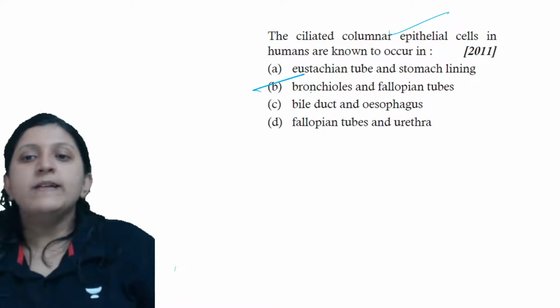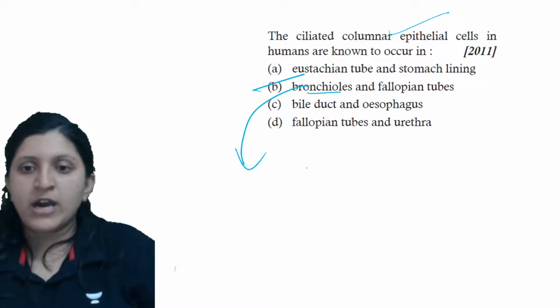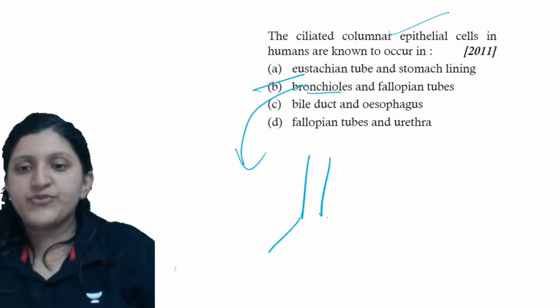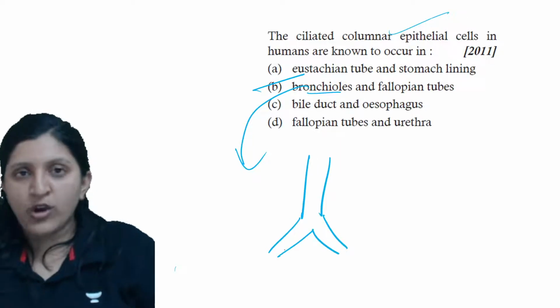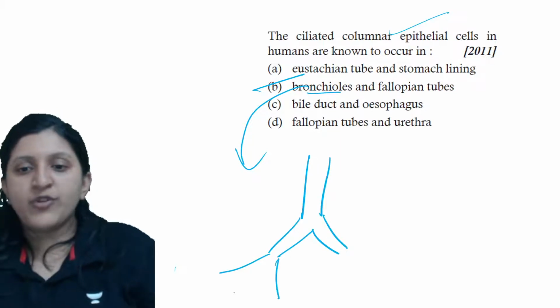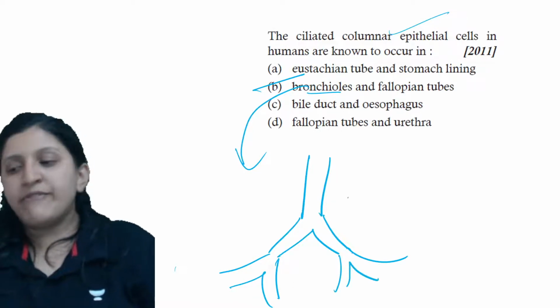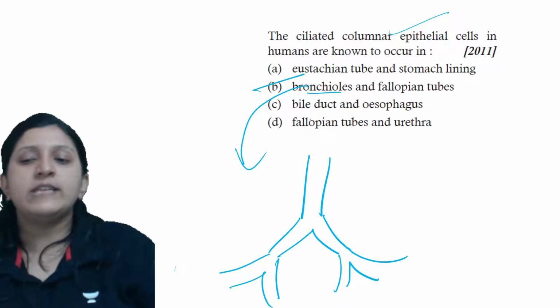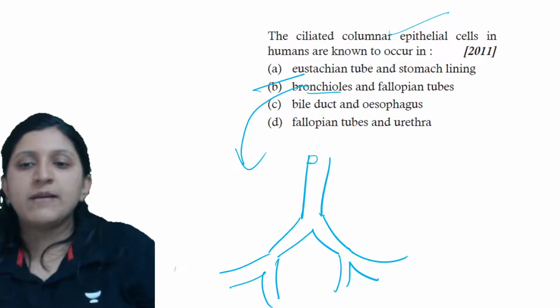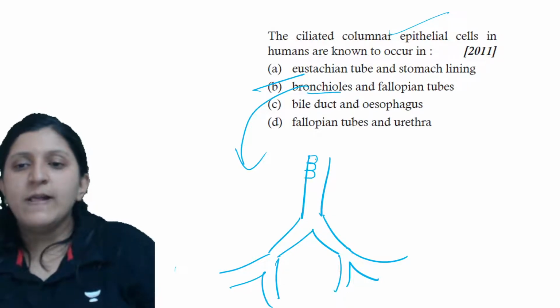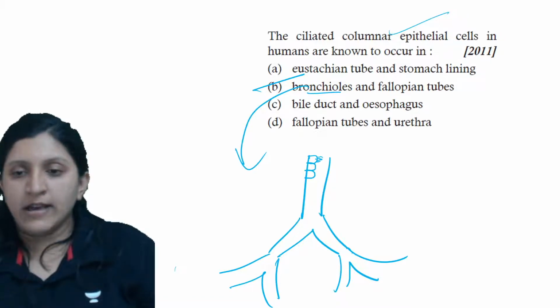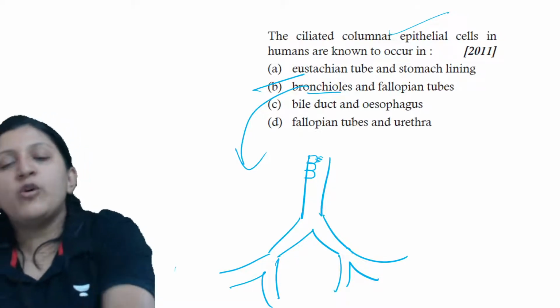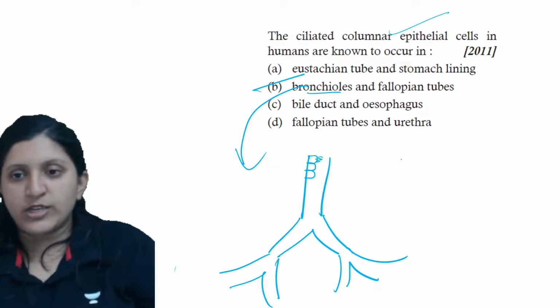Why? Because the bronchiole is a part of the windpipe, which is further divided into bronchi, and then there is formation of bronchioles that you can see. Everywhere it is lined by the columnar epithelium itself, which is again lined by cilia. All right, so the fallopian tube, and the uterus also, I told you, right?